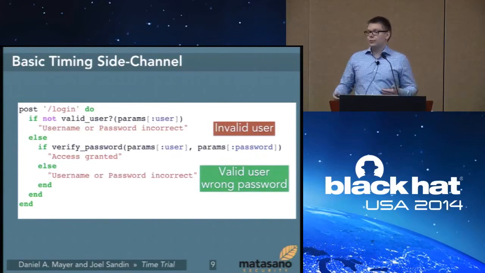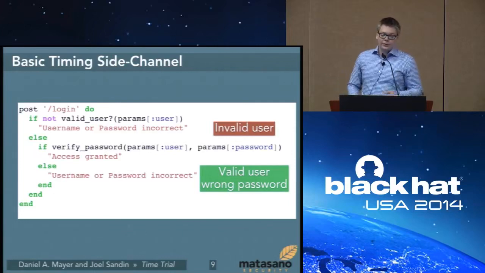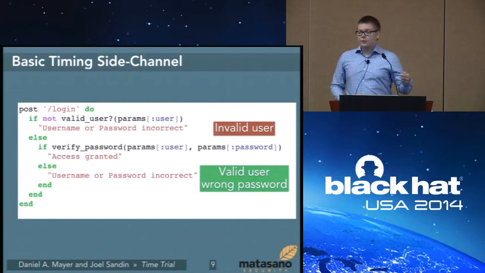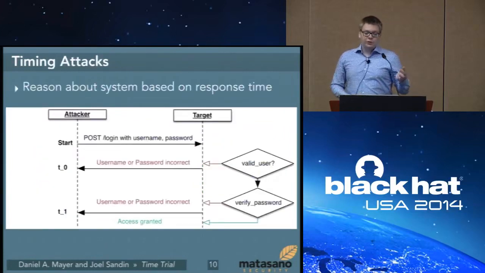So from a system standpoint, from the outside, you don't see any difference in behavior whatsoever. So you can't tell if a valid username was submitted or not. But an attacker may still be able to distinguish these two cases based on the response time. So how would you attack this?